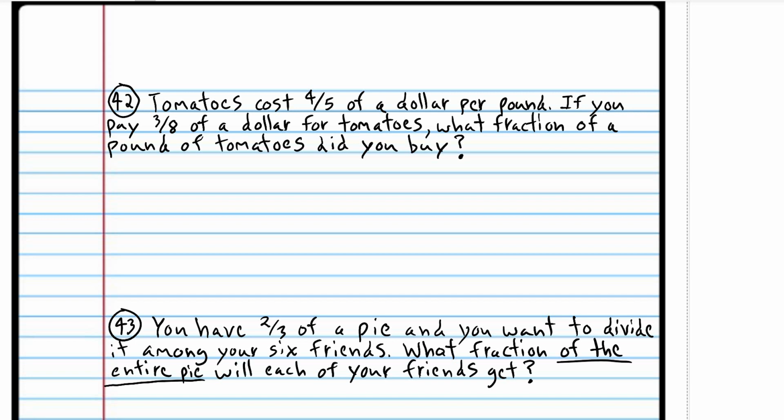Let's read the problem. Tomatoes cost 4/5 of a dollar per pound. If you pay 3/8 of a dollar for tomatoes, what fraction of a pound of tomatoes did you buy? So again, most people in the real world, if they see this problem, they'll just quit and find some help. They'll just look for a mathematician, or they'll look for an engineer or a scientist.